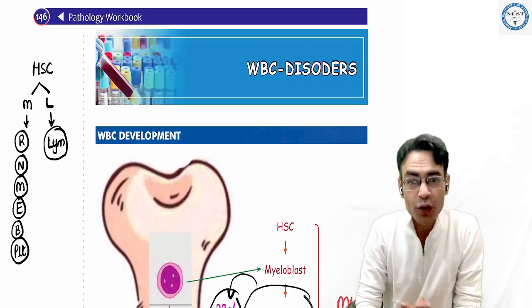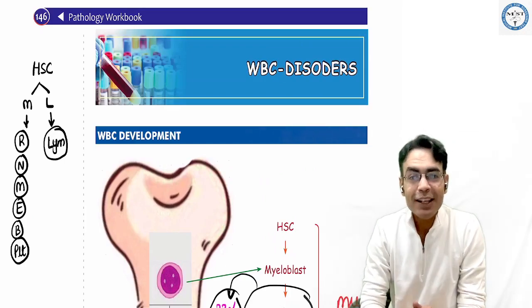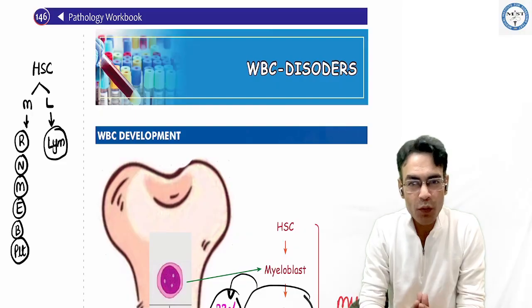Hanji Chodolok. So let's talk about the WBC disorders now. In the main exam, they can give you 3 to 4 questions. In this, we'll be discussing leukemia, lymphoma, and your plasma cell disorders.